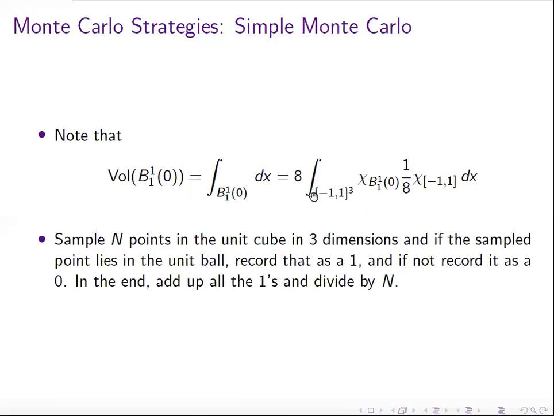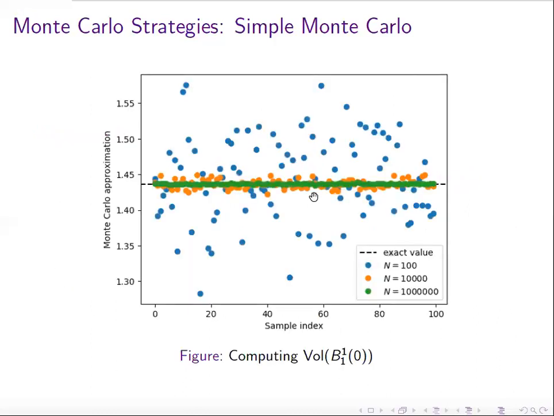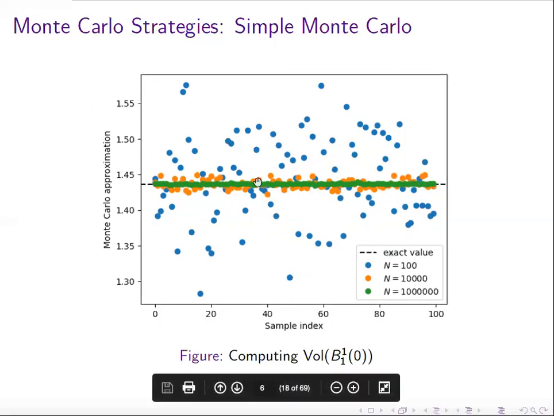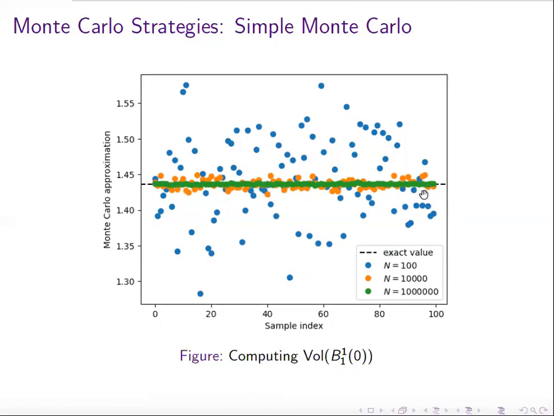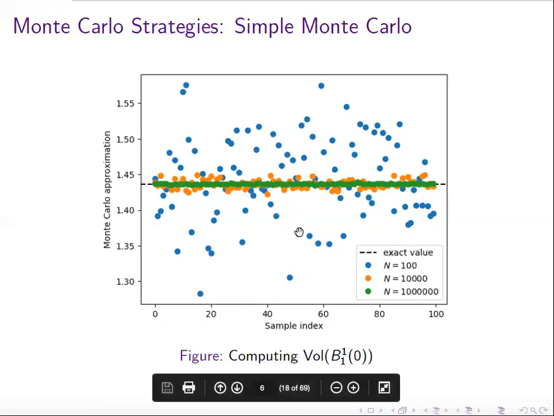And we just sample n points uniformly in the unit cube in 3 dimensions, and then if those points lie in the octahedron, we record a 1. If not, we record a 0. And then we add up all the ones, divide by n, and then multiply by 8 to get our estimate. So I've computed a few values here for you, and we see that indeed for like a million samples, the Monte Carlo estimate is pretty close to the actual answer. But when we're using say 100 points, we don't even get within 1 digit or 2 digits of accuracy.